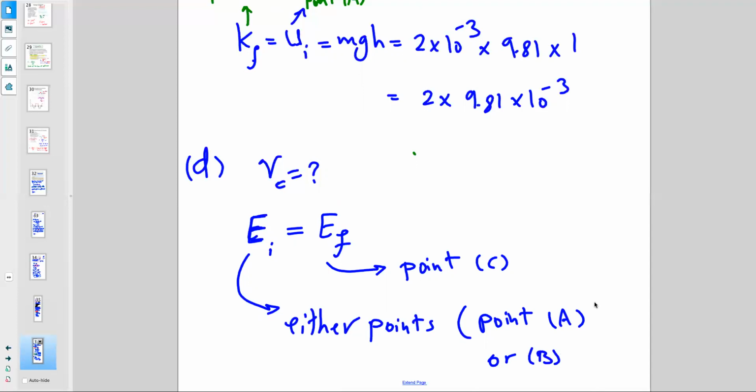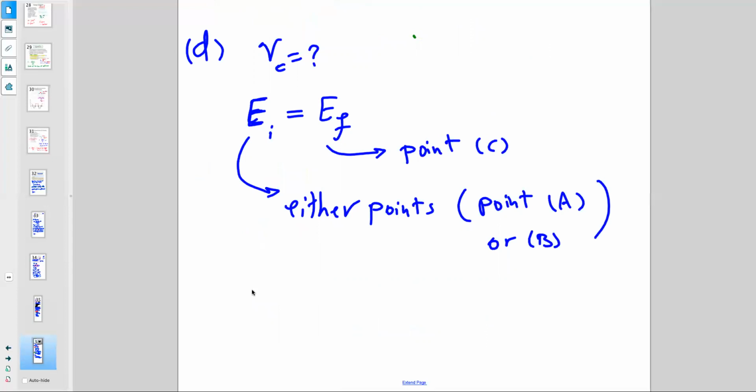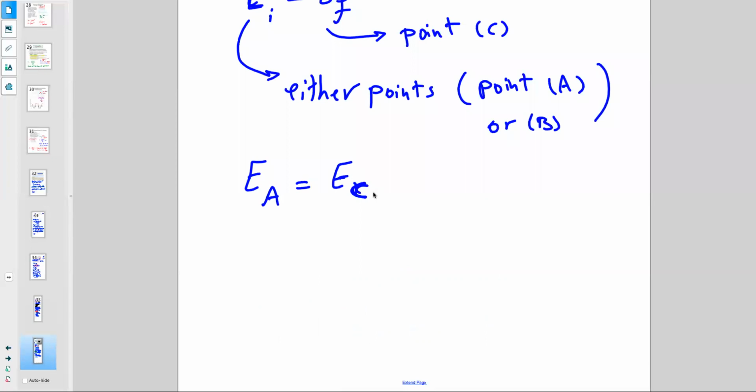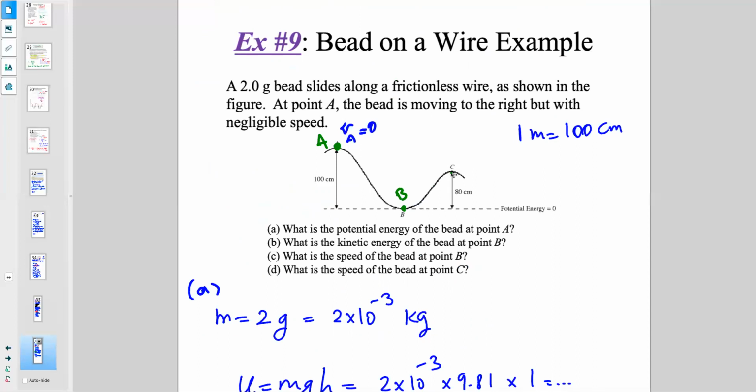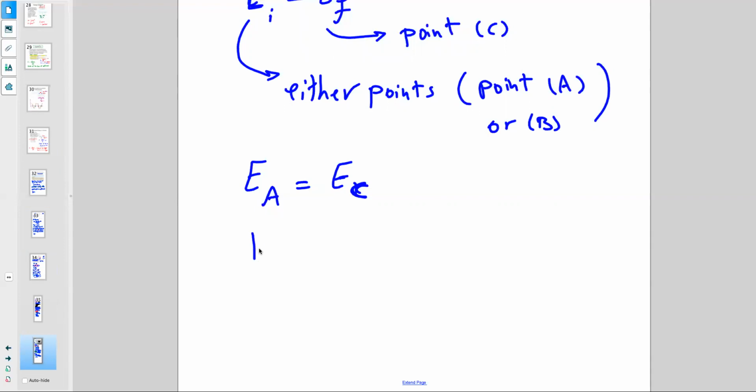So let's say I want to use point A, for example. E of A should be equal to E of C. Energy at point A should be equal to energy at point C. Energy at point A is kinetic plus potential. Energy at point C is kinetic plus potential. You can use I and F, initial and final, or A and C. It does not matter as long as you keep track of which one is which. Either way, it's totally okay.